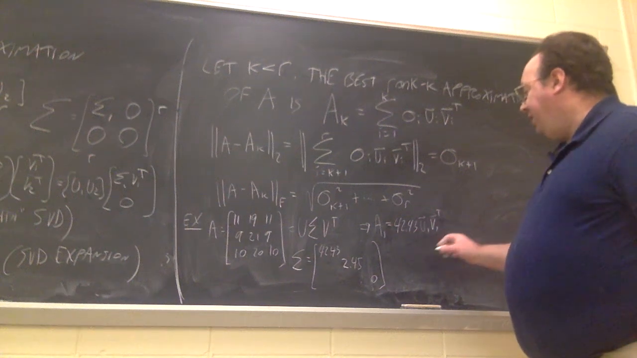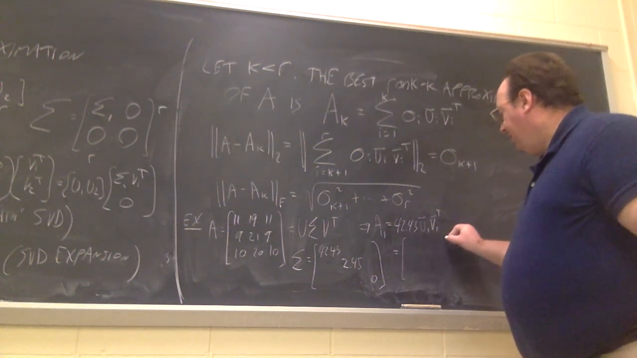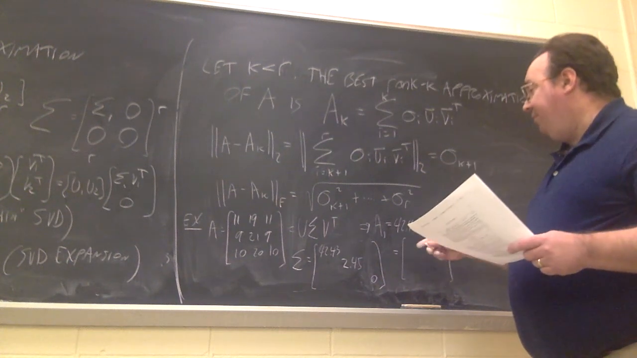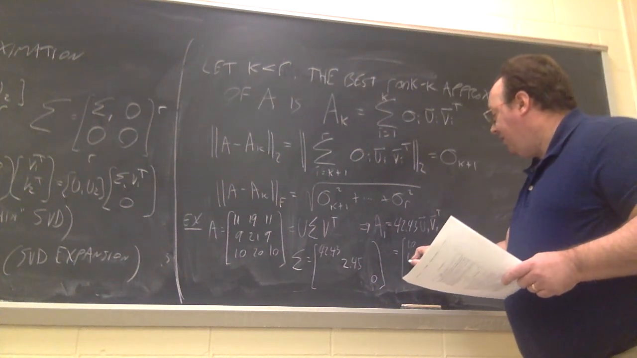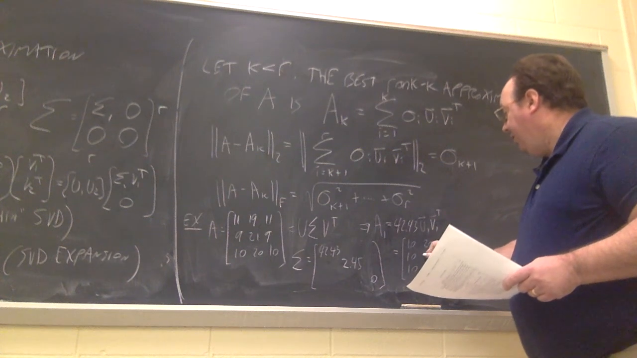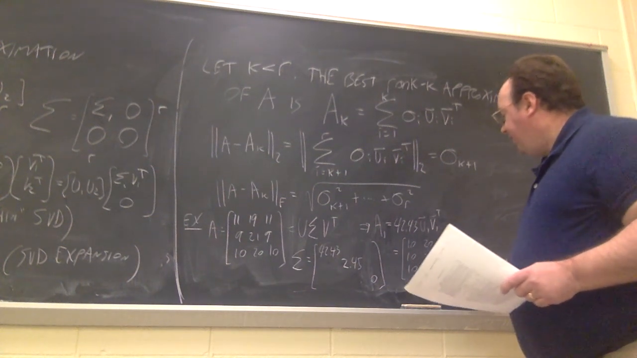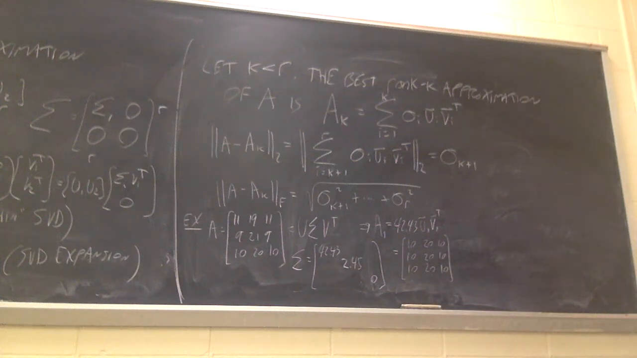So this is a rank 1 matrix, and that matrix turns out to be 10, 10, 10, 20, 20, 20, 10, 10, 10. And you can tell it's a rank 1 matrix because in a rank 1 matrix, each row is a multiple of all other rows. Each column is a multiple of all other columns. Here we have all the rows being the same. So that's trivially true.